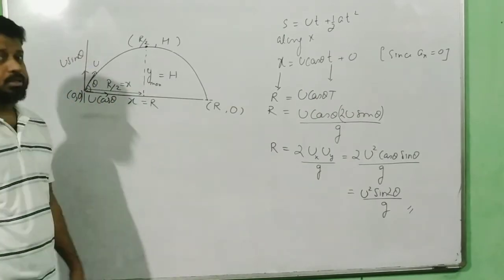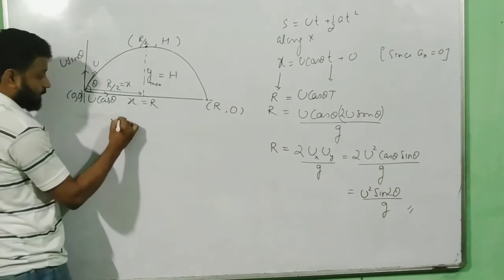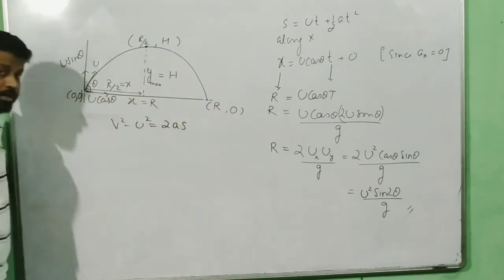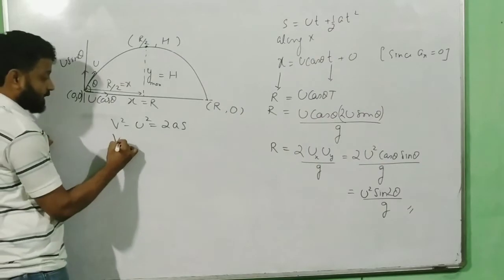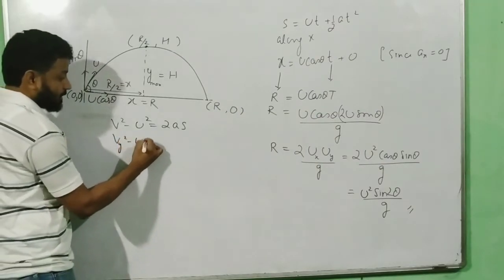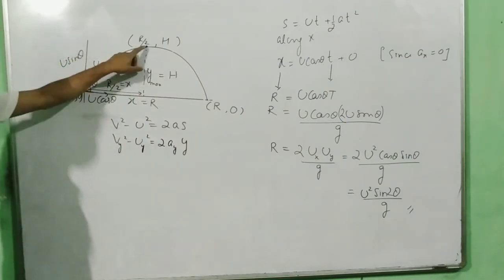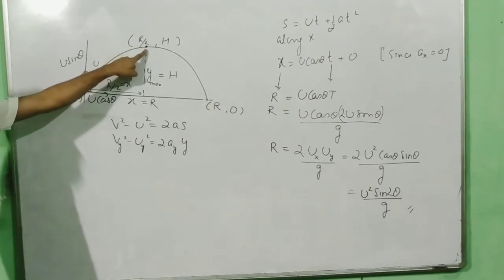The best and the shortest way is this: v square minus u square equal to 2 of as. Remember this formula of kinematics? Now write the same formula as vy square minus uy square is equal to 2ay multiplied by 1. What is happening at the maximum point? At the maximum point, as I have told earlier, the velocity becomes 0.